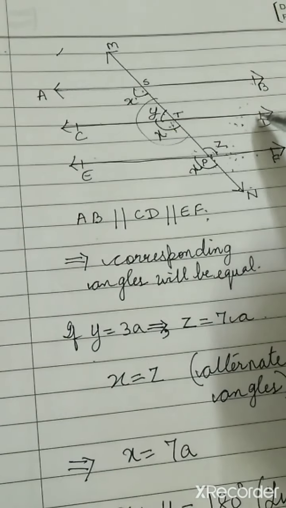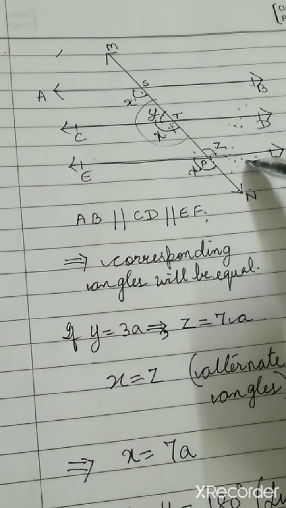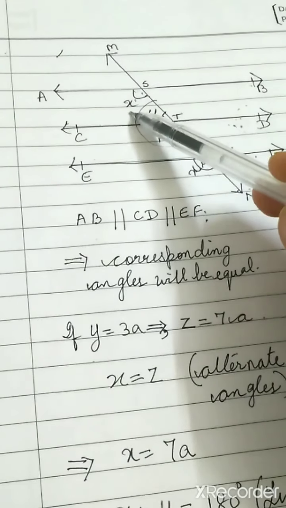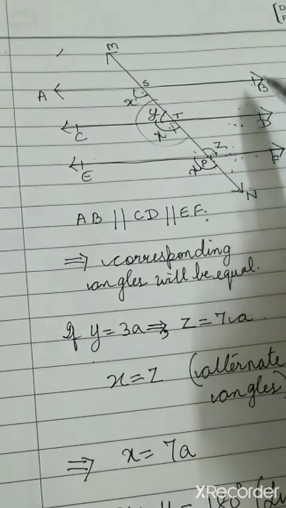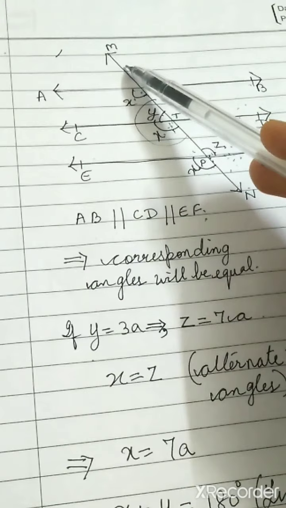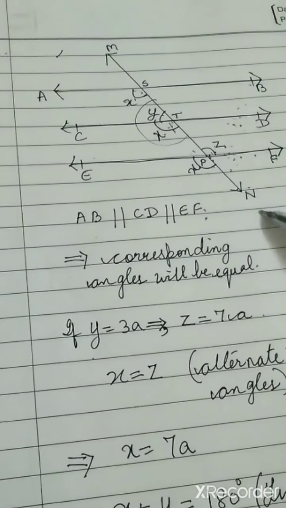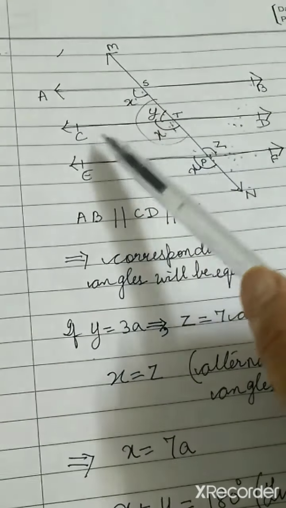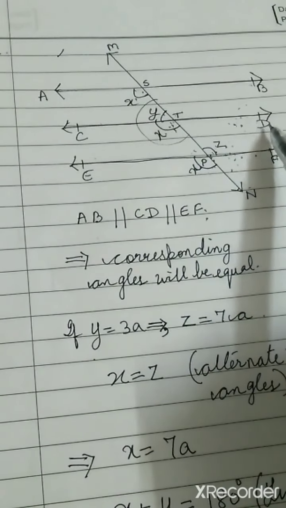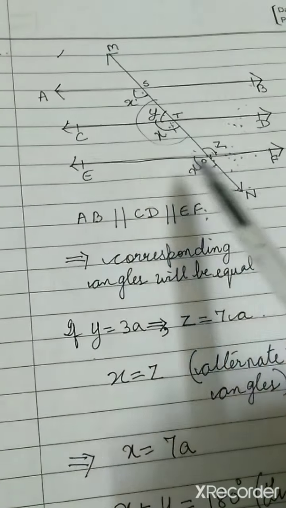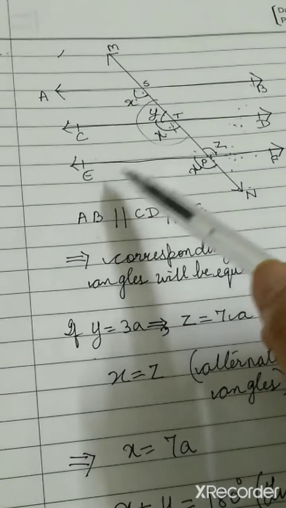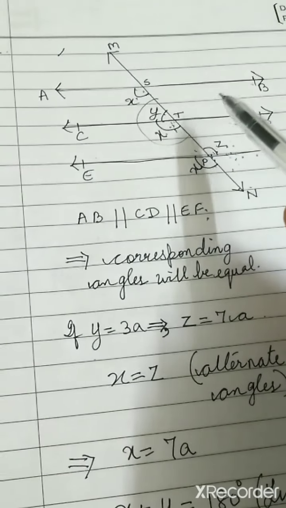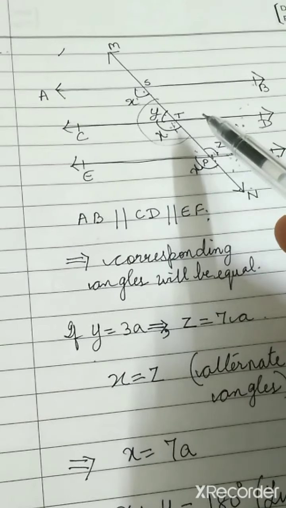If AB is parallel to CD, CD is parallel to EF and y to z are in the ratio 3:7, you have to find the value of x. Okay, now first of all we label the diagram. The transversal I have labeled as MN. The point where the transversal cuts AB I have labeled as S, the point where it cuts CD I have labeled T, and the point where it cuts EF I have labeled as P.